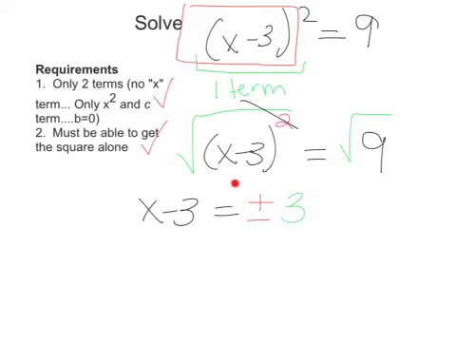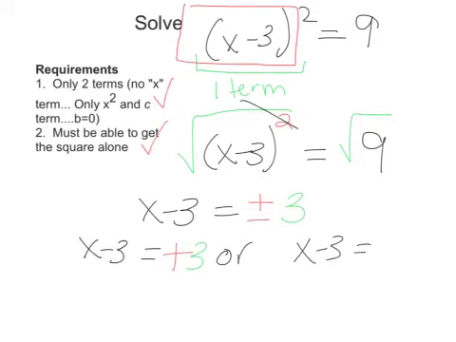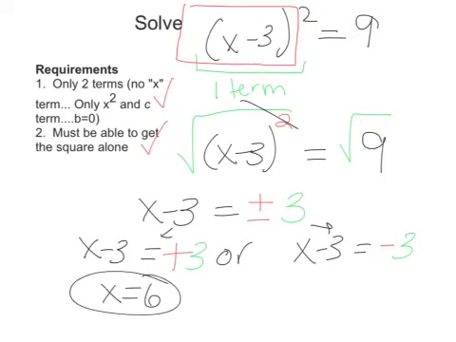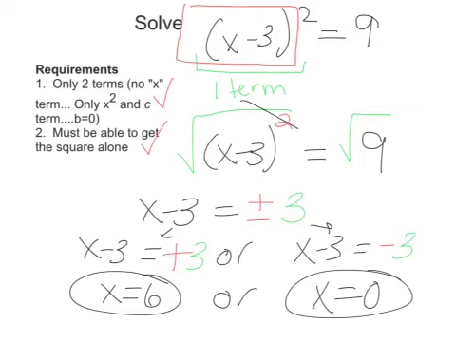We can't leave our answer like this, though. We have to describe the x values. So what we've said is this number x minus 3 could be equal to positive 3. Or we also said this number x minus 3 could have been equal to negative 3. Again, this plus or minus sign means two things. So we separate it into two smaller equations, so we can actually get the values of x. So x could be 6, or x could be 0, and that would give us the correct answer.